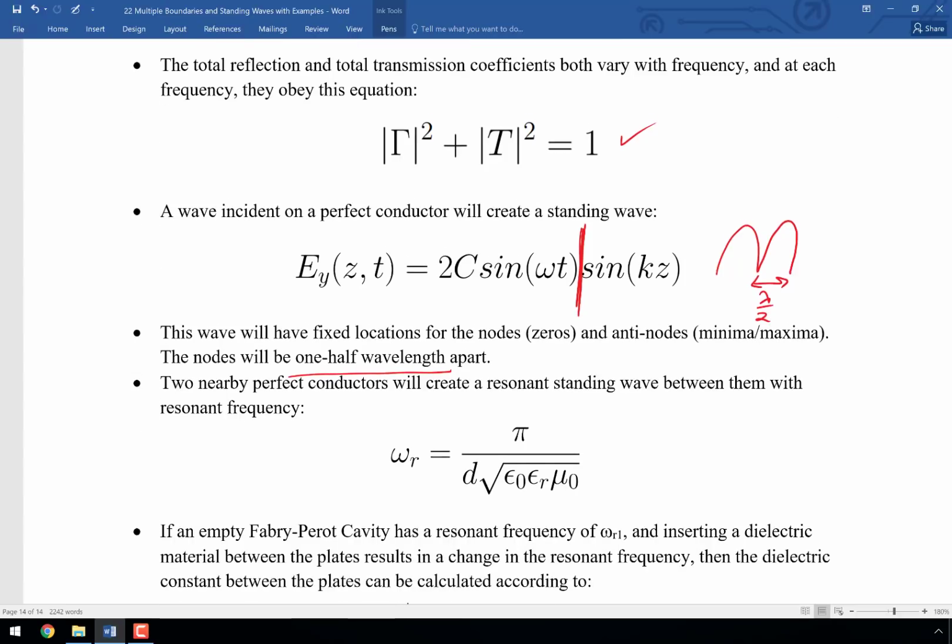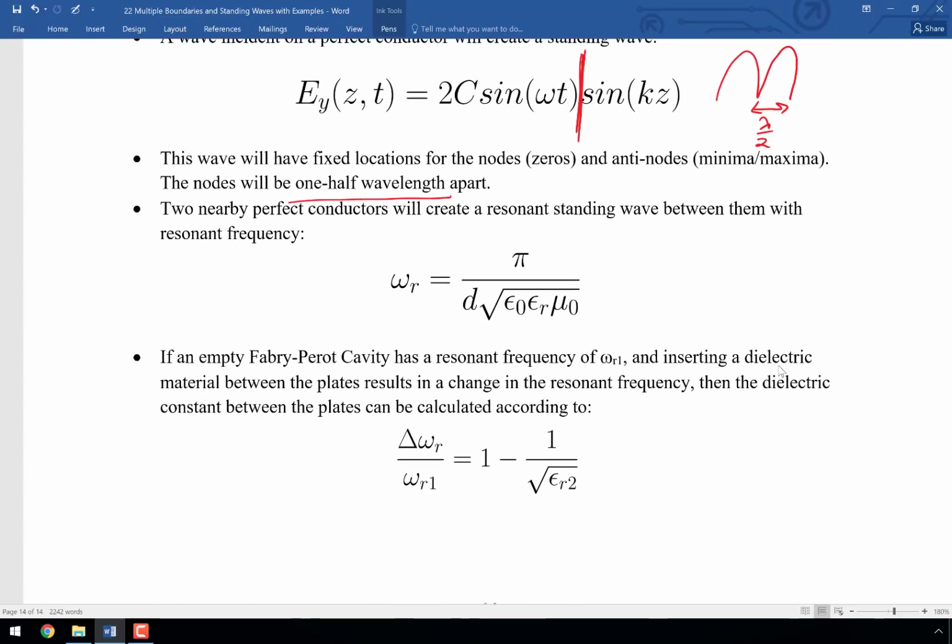Two nearby conductors will create a resonant standing wave between them that has a resonant frequency that can be calculated according to that equation. And if you have an empty cavity such as that one with a resonant frequency of omega r1, and you insert a dielectric material between the plates, and that results in a change in the resonant frequency, then the dielectric constant between the plates can be calculated according to this equation.